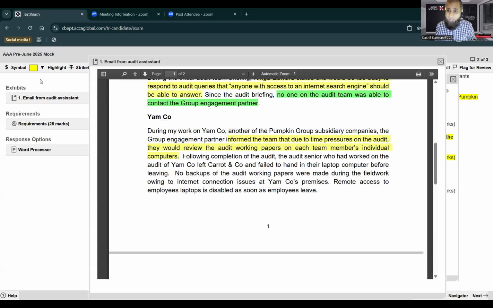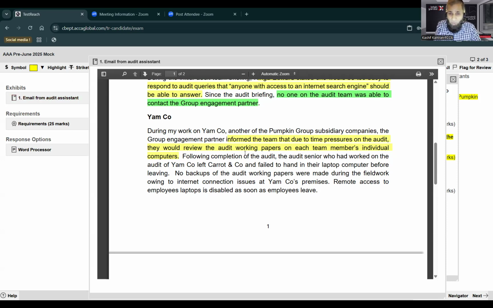You have to use the audit firm computers, which belong to the audit firm and need to be submitted to the audit firm. If I'm using my personal computer, there is a very significant risk of a breach of confidentiality, because I'm carrying the client information everywhere I go, and I can misuse it.